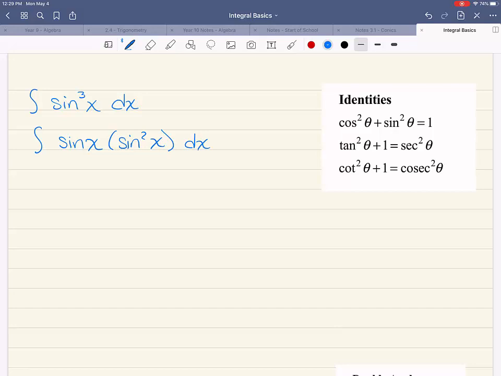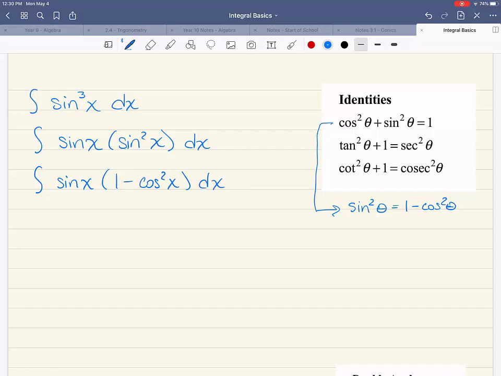So what we're going to do is take this identity right here and rearrange it to solve for sine squared. So sine squared theta will equal 1 minus cosine squared theta, and that is what we're going to substitute into this integral. So we're now going to have the integral of sine of x times 1 minus cosine squared of x dx.